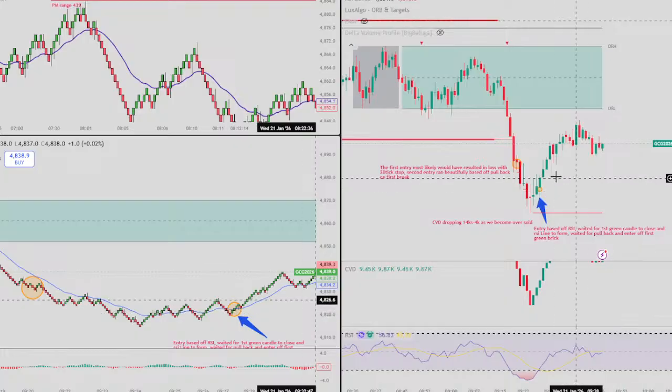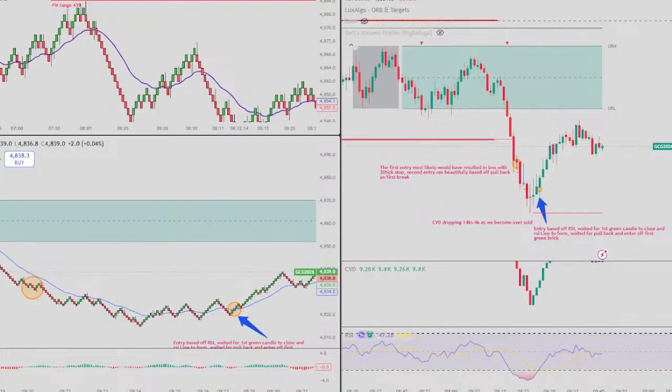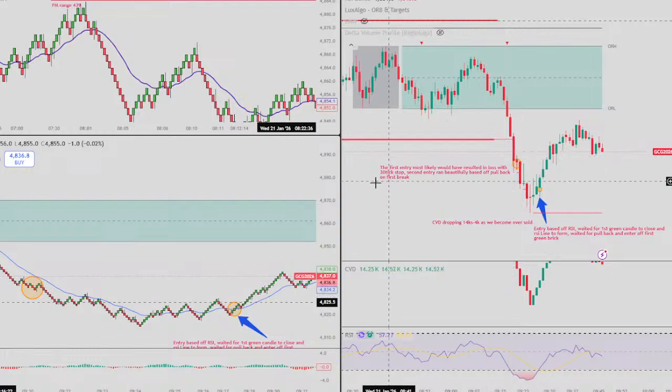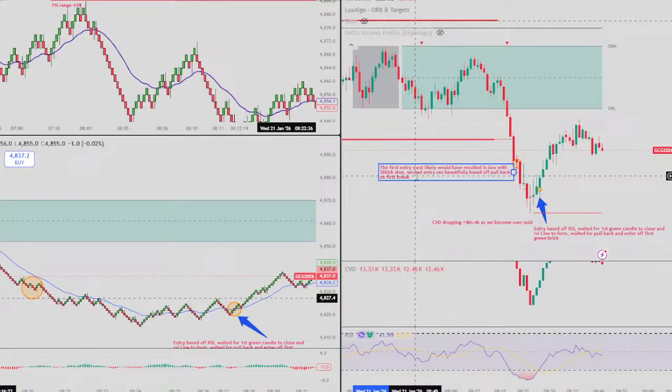So here's what I have. So first entry most likely would have resulted in a loss. Otherwise it could have been held, and then there wouldn't have been a loss. But the second entry ran beautifully based off pullback. First break, I should say, break of PM low. Okay, first break of PM low.